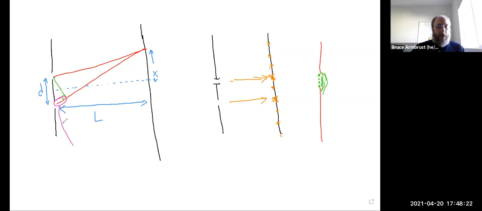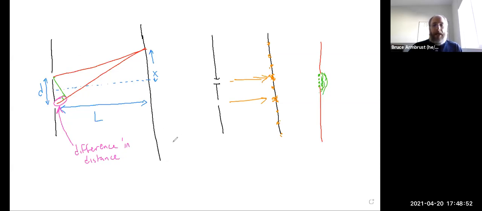Okay, so that little pink bit, this is the difference in the distance. We're making an approximation that these two rays are parallel to each other, and they clearly are not. But if the screen is far enough away, it definitely acts as if they are.